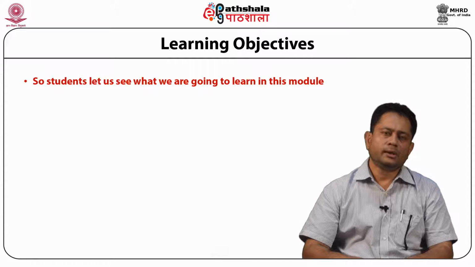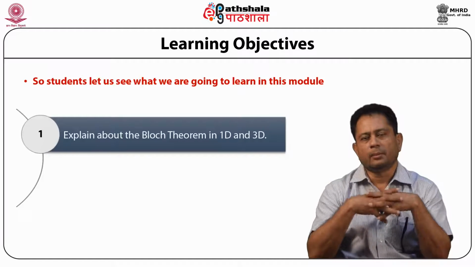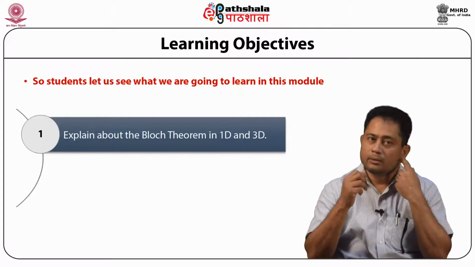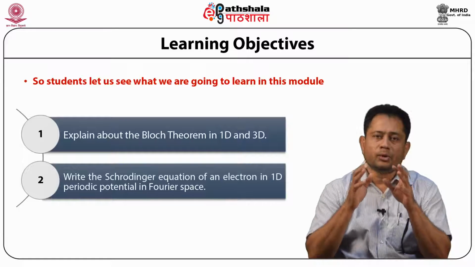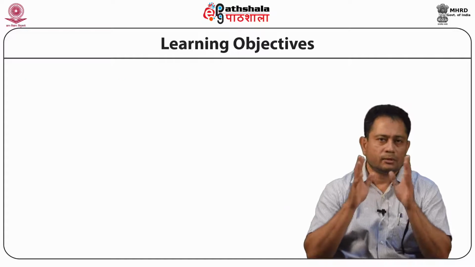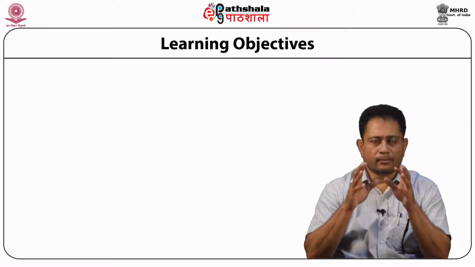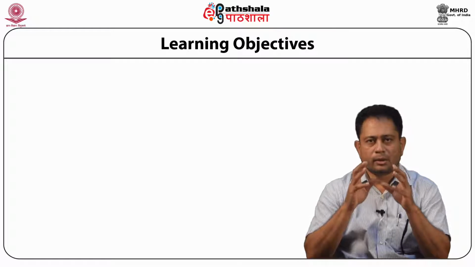We will start with the understanding of the Bloch theorem in one dimension and then go on to three dimensions. We first write down the Schrödinger equation of an electron in a one dimensional periodic potential in Fourier space. It is very important to note that Fourier space, the inverse space, is very important in solid state physics.